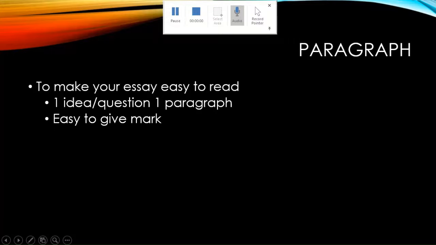Let's start with paragraphing. The sole purpose of paragraphing is to make our essay easy to read. Hence, instead of cutting one long idea in half into two new paragraphs, which most candidates often do, we put one idea, one question, or one objective in one paragraph. It will be easier for readers to differentiate the objective, and hence marks can be easily given.